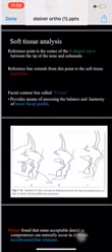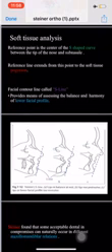Soft tissue analysis. Soft tissue analysis reference point is in the center of the S-shaped curve.